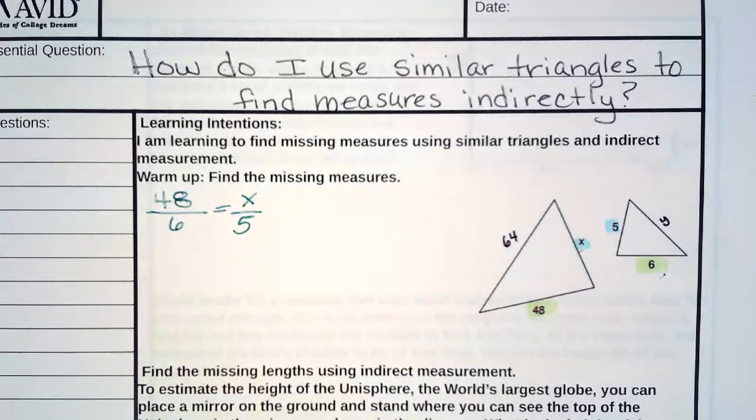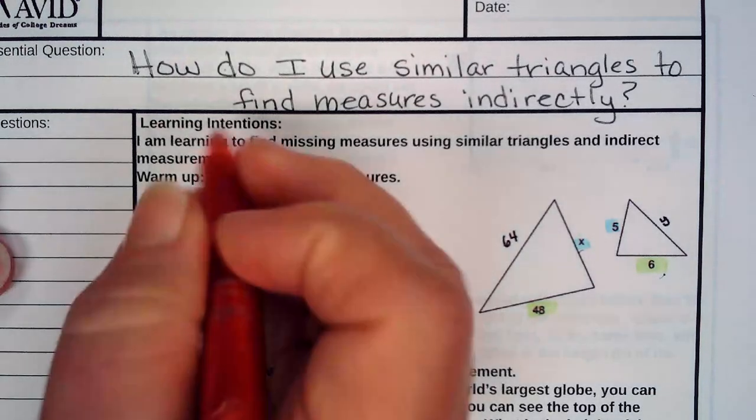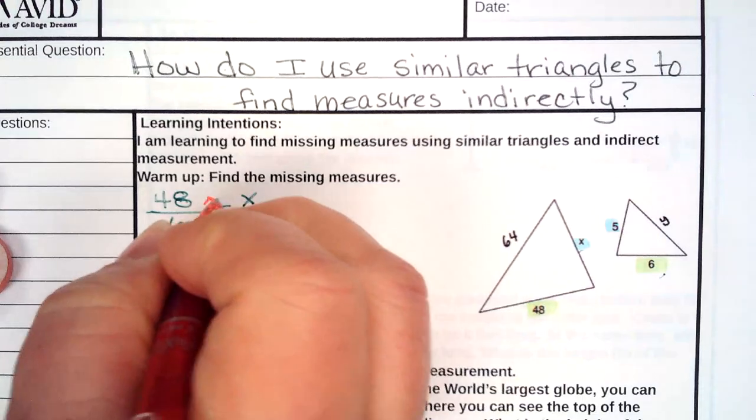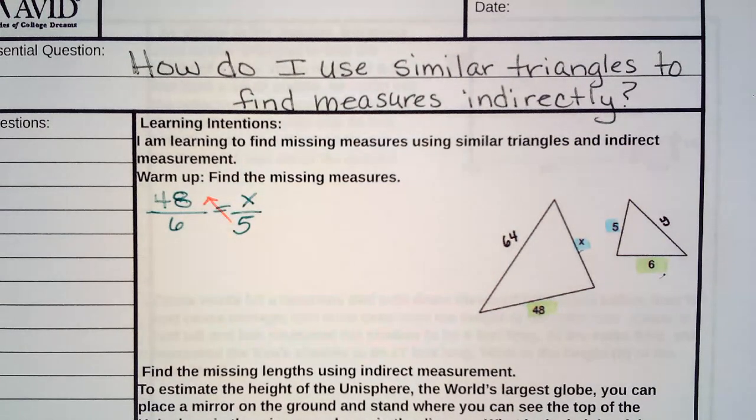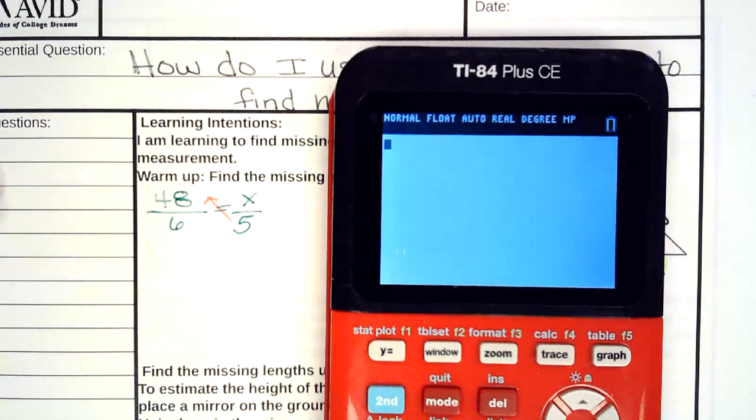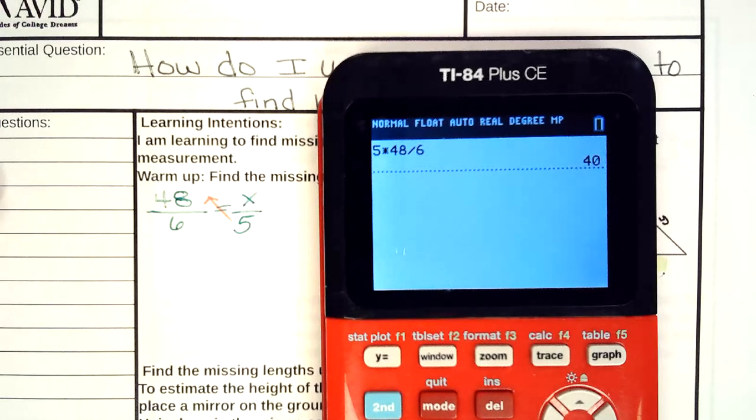So we multiply and then we divide. So it's going to start off 5 times 48, divide it by 6. And you end up with 40.